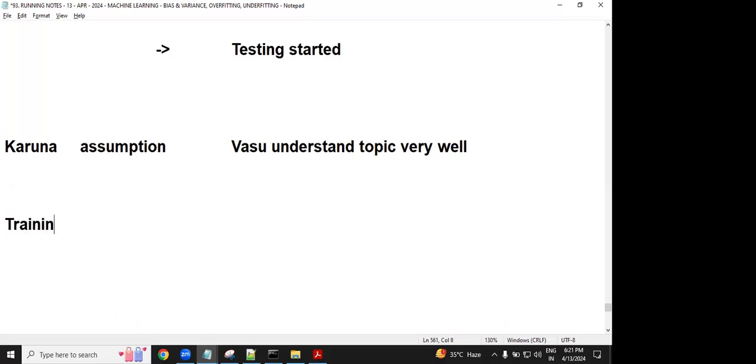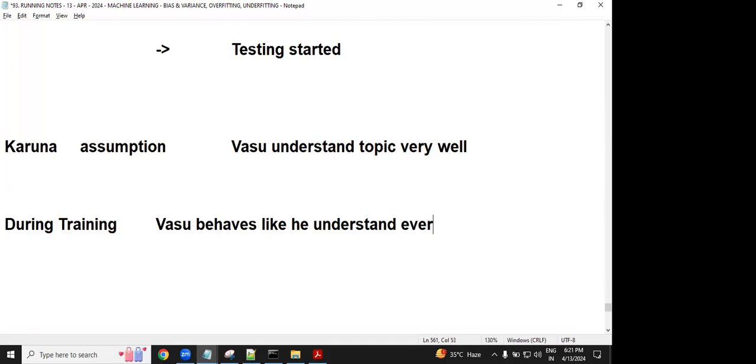But let me tell you, during training, Vasu behaves like he understands everything. Come on, repeat one more time. During training, Vasu behaves like what exactly? He understands everything. But during testing, Vasu got how much marks? 10 out of 100 actually.